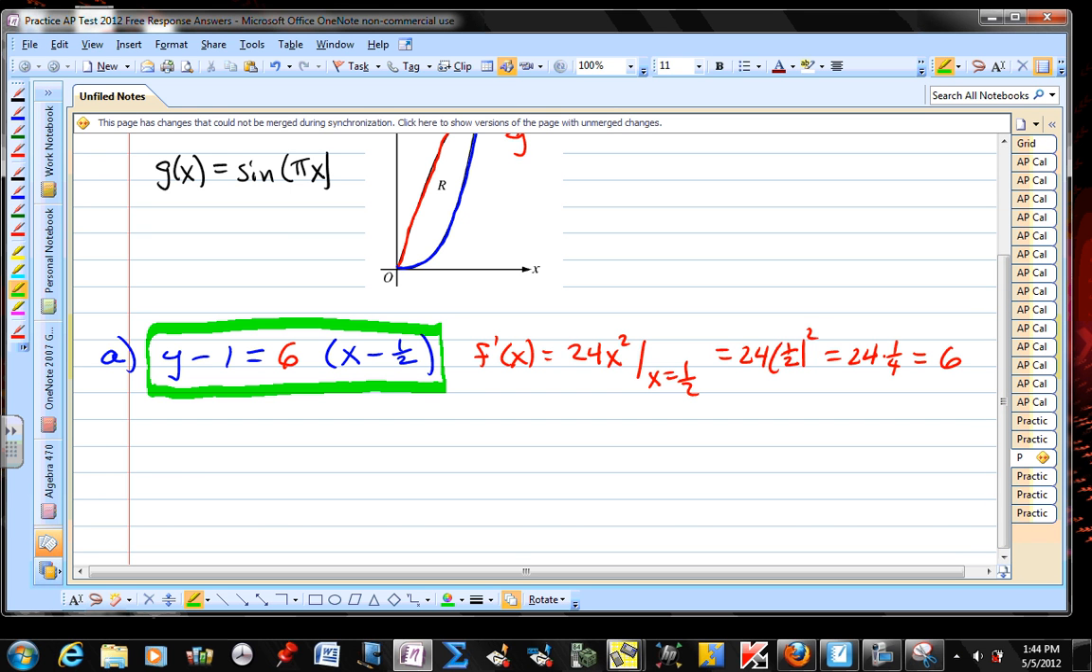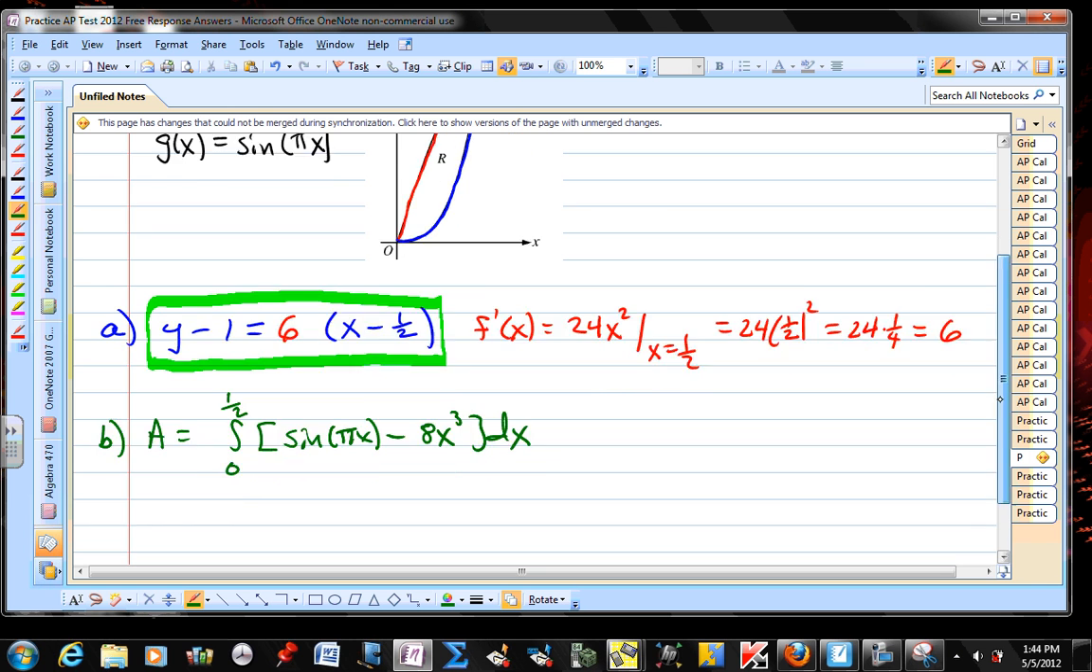In part B, they're asking us to find the area of region R. So remember that to find the area, we're going to integrate, and we're going to integrate with respect to x. So integrate from 0 to 1/2. And now we have to do the top function minus the bottom function. Let's take the top function, sine of pi x, minus the bottom function, which is 8x cubed. And we're going to integrate with respect to x.